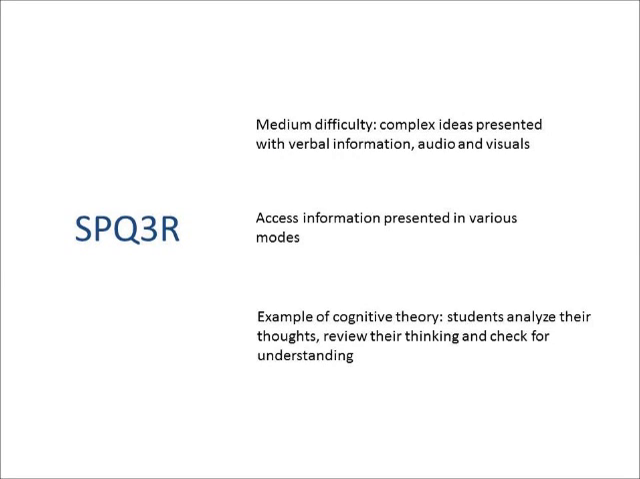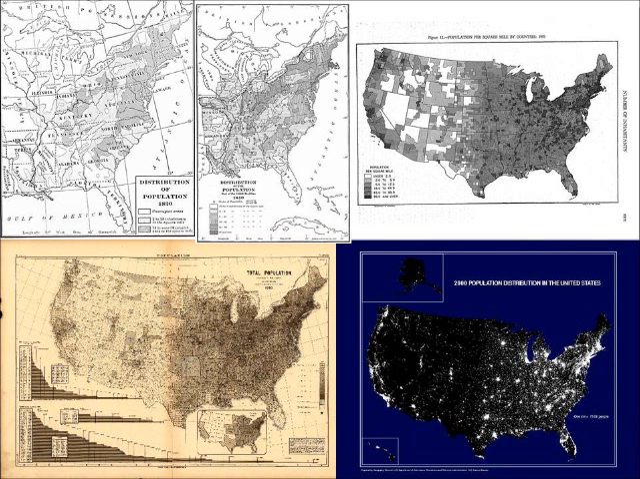This text is medium difficulty. It has complex ideas, but because of the verbal, the audio, and the visual, it's made much easier, and students are able to access the information through various modes. This is an example of cognitive learning theory, as students analyze their thoughts as well as that of their peers. The previous supplemental text was also cognitive learning theory, as they thought about what they were reading and the author's point of view. Now here's our third supplemental text.